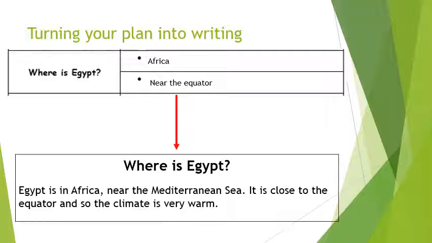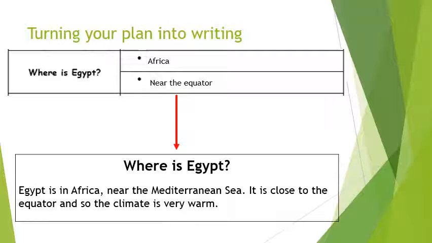When we're looking at using our plan, because remember, we're not going to write full sentences in our plan, it's just going to be really quick notes to help us to then transfer that into our writing. So here I've just done a quick example so you can see how those notes can turn into sentences quite easily. So we've got where is Egypt and Africa and near the equator. So I've written 4 words in my plan, but when I've come to look at writing that, I've got my subheading of where is Egypt. I've got Egypt is in Africa near the Mediterranean Sea. It is close to the equator and so the climate is very warm.